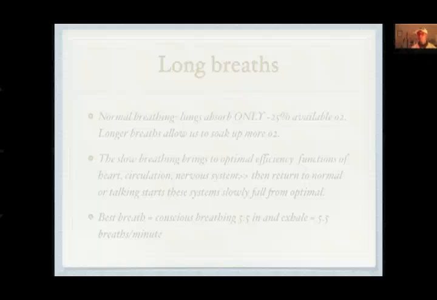Best breath is something called conscious breathing, where you're breathing in for 5.5 seconds, exhaling for 5.5 seconds. That equals 5.5 breaths per minute. Okay? So you want your conscious breathing to be the breathing that you're conscious of and doing most of the time. You're not talking or doing other things.